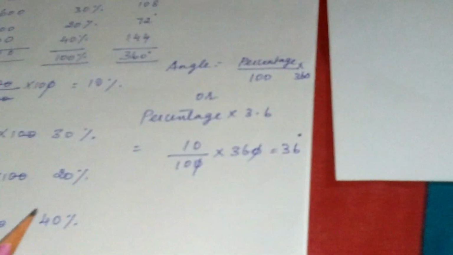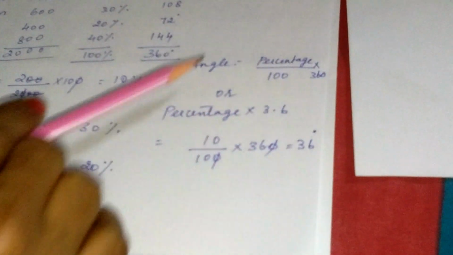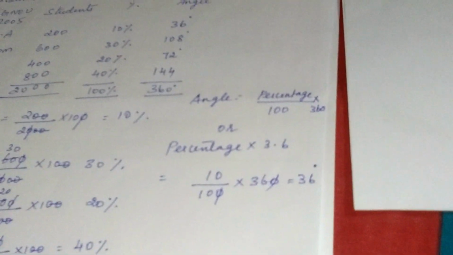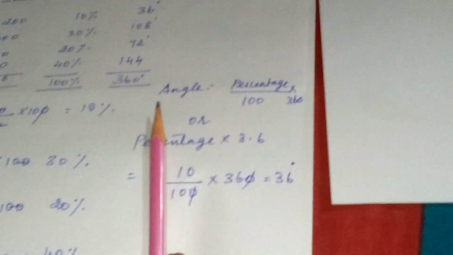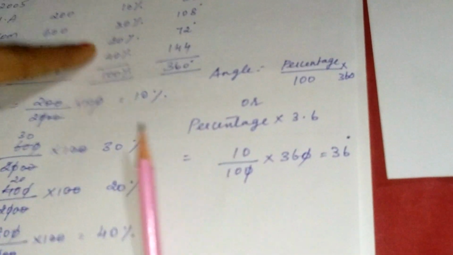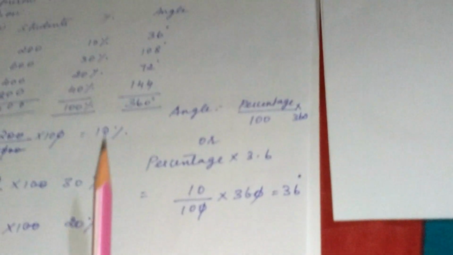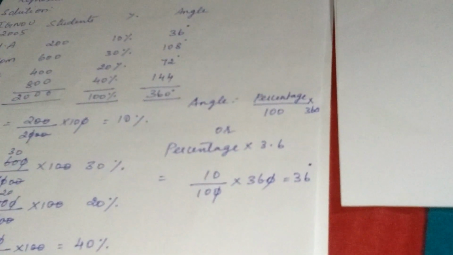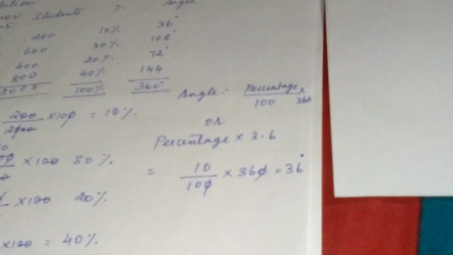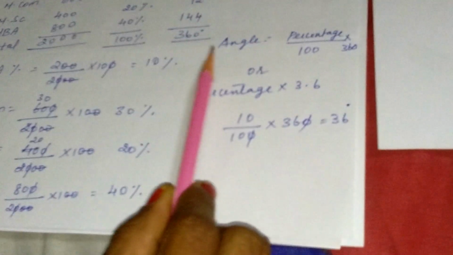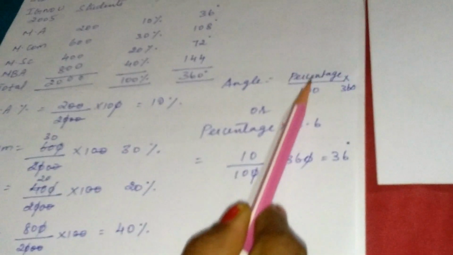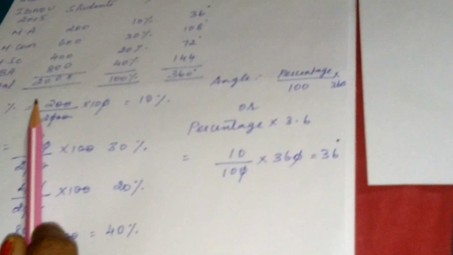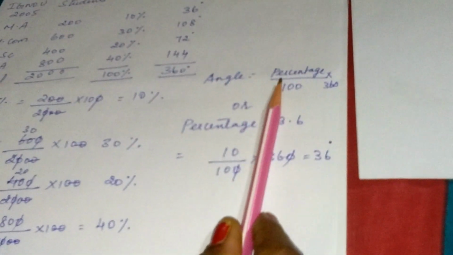Now this percentage you have to convert into angle. Here I have written two formulas. The first one, directly you can find out the angle without finding the percentage, and the second one is finding out the percentage, and from the percentage you will find out the angle. You can follow these two as per the problem, and whichever way you feel easy you can follow.